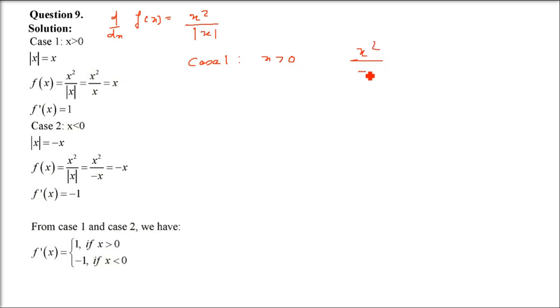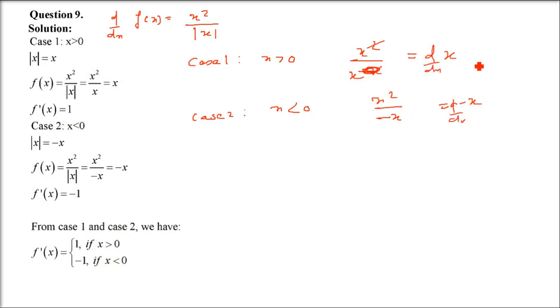But x can be greater than 0. So when x is greater than 0, mod x will be plus x. And when x is less than 0, mod x will be negative x, so x square by minus x gives minus x. So only the sign changes. This is positive x, and this is negative, so you have x and negative x.